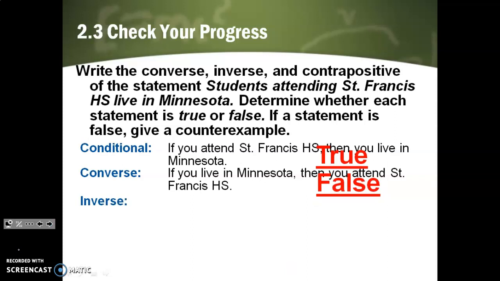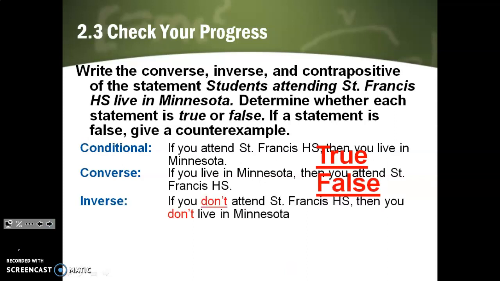Inverse, if you do not attend St. Francis High School, then you do not live in Minnesota. Kind of the same thing. Again, remember we said converse and inverse go together. We could use the same counterexample. Cambridge would be a good counterexample, North Branch. So that one's false too.